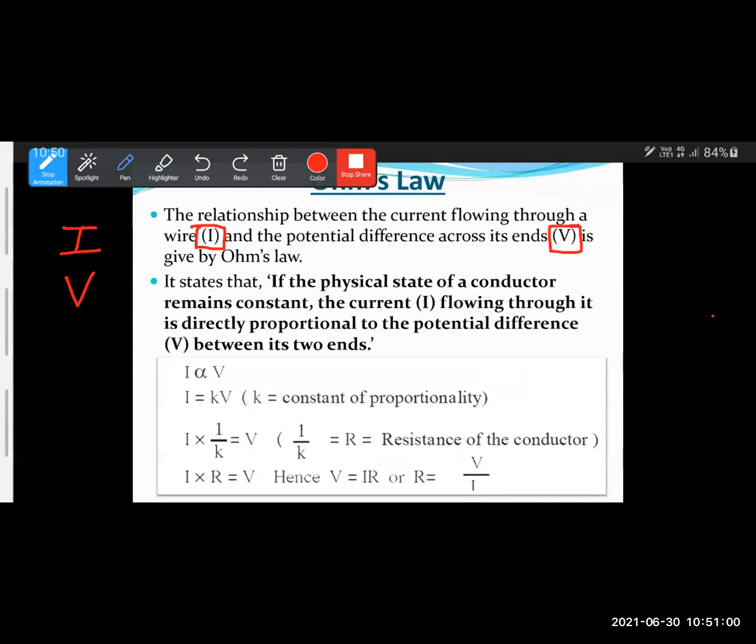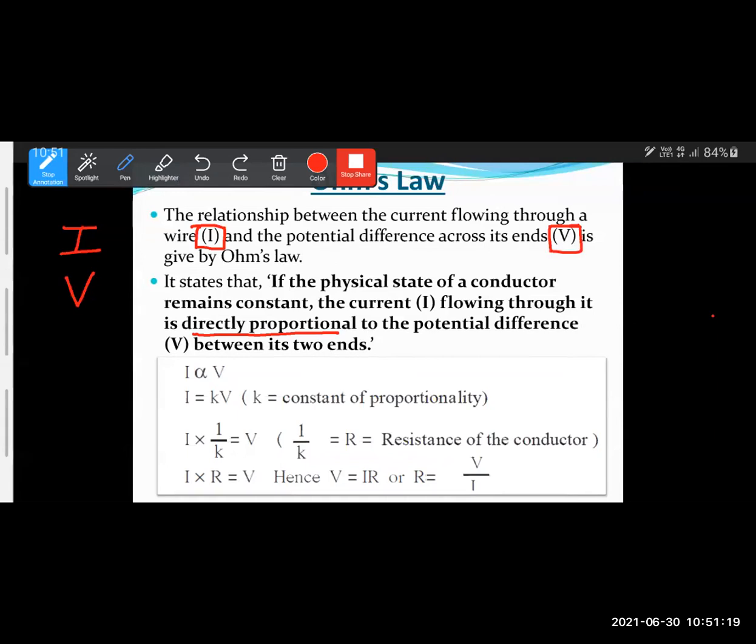Now, what does this statement mean? Directly proportional means that as the current increases, the voltage will also increase. On the other hand, if the voltage increases, the current will also increase. And it goes vice versa, meaning if the voltage decreases, the current will also decrease.